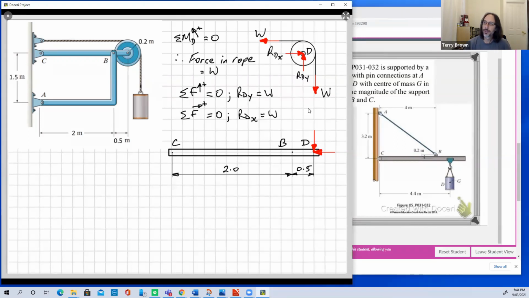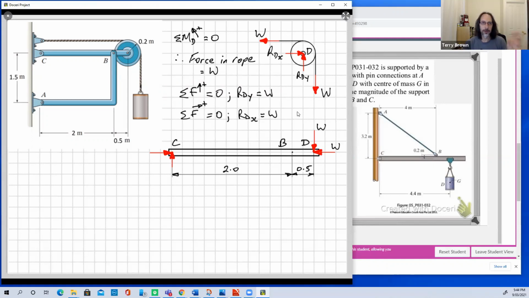The force that we draw on the beam down here must be equal and opposite to this one. Right, and from what we've done here, RDY and RDX equal W, so we can just put the W at point D here. Yep.